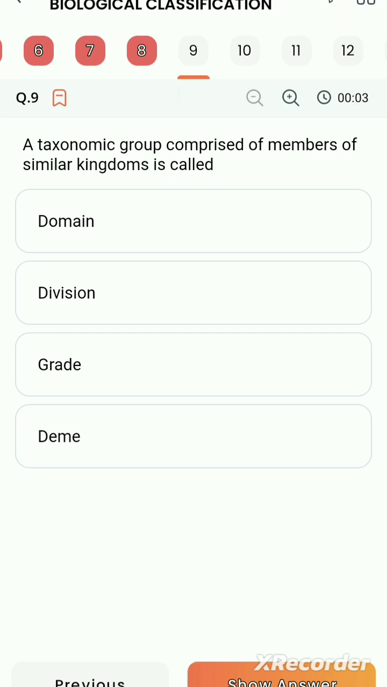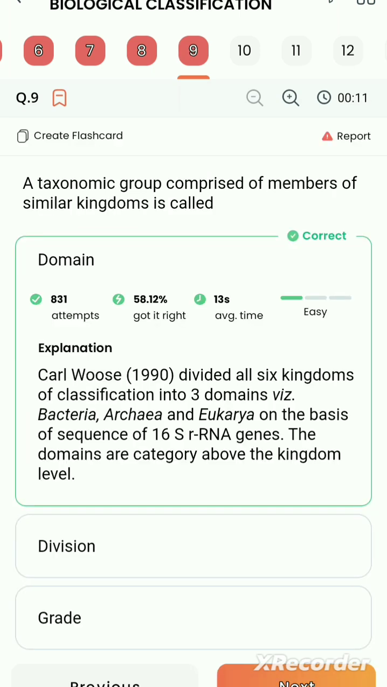Next question: a taxonomic group comprised of members of similar kingdoms is called? Members of similar kingdoms comprise the domain. First we usually say domain, then the kingdom will come. This was given again by Carl Woese in 1990, under the three domains.